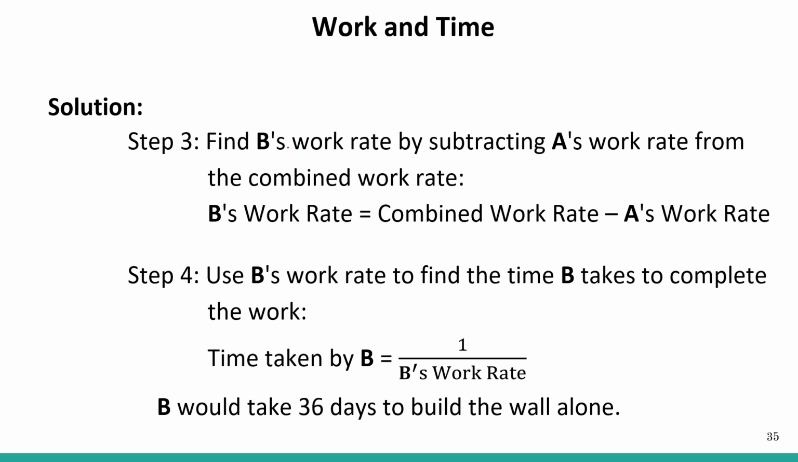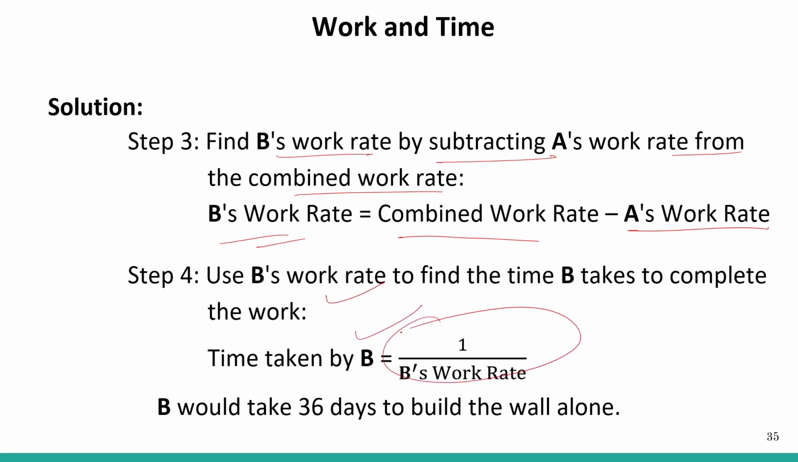So now let's find B's work rate by subtracting A's work rate from the combined work rate. So B's work rate is equal to what? Combined work rate minus A's work rate. So using B's work rate to find the time B takes to complete the work, the time taken by B is equal to 1 by B's work rate. So this is equal to 1 by 36. So time taken by B will be what? 36. Okay. B would take 36 days to build the wall alone.